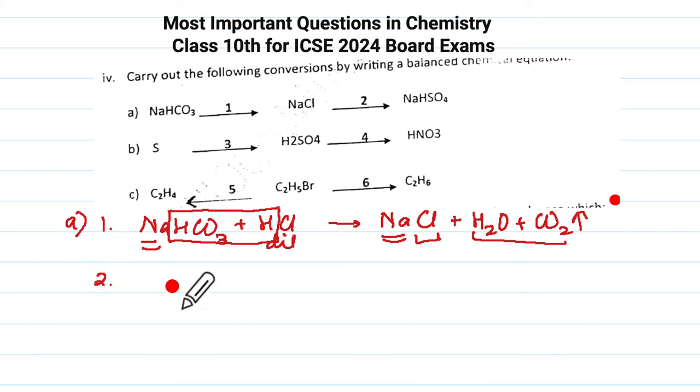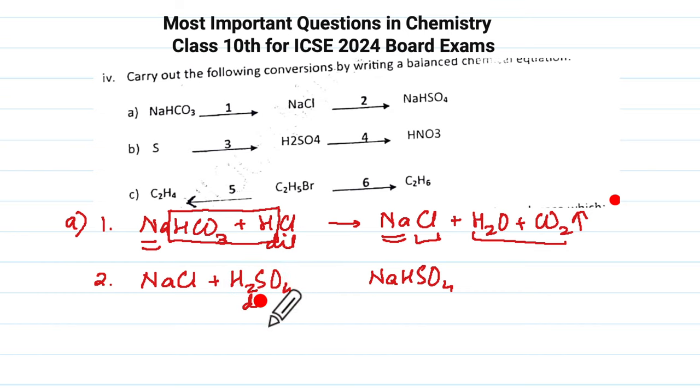Now let us come to the second reaction. Second reaction says you take that NaCl and you have to prepare NaHSO4. Now there are two ways of doing this. Either I can write H2SO4 dilute and I can take it in excess, and that will give me acid salt with partial double decomposition happening. Okay, and that will give me NaHSO4 and HCl.